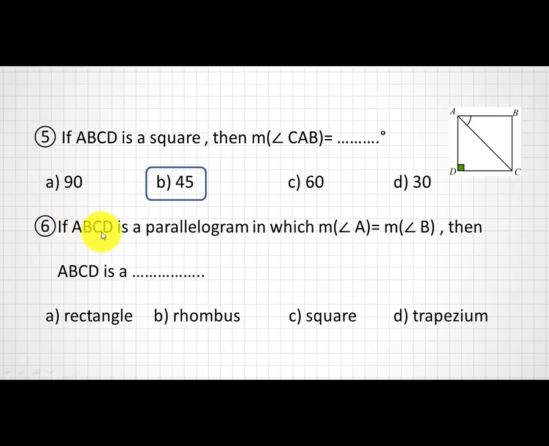Number 6. If ABCD is a parallelogram in which measure angle A equal measure angle B, then ABCD is a what? Measure angle A and B are consecutive angles. Their sum equals 180 degrees. If measure angle A equal measure angle B, then 180 divided by 2 equals 90. Then measure angle A equals 90 and measure angle B equals 90. Parallelogram with right angles is called what? Rectangle or rhombus or square or trapezium? Yes, it's called rectangle. Well done.